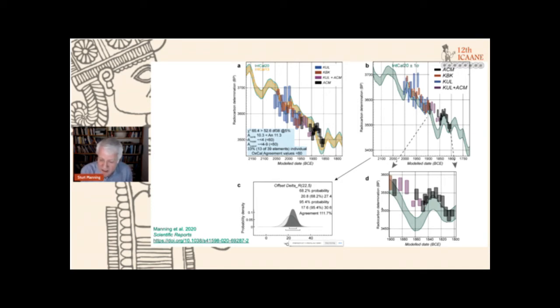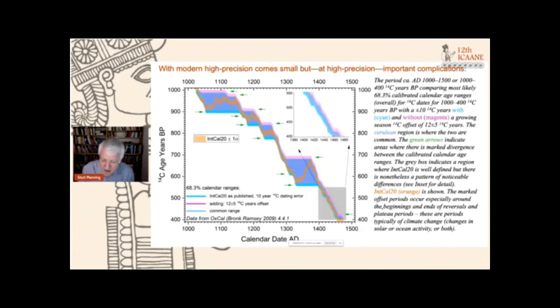Since there may well be a degree of skepticism concerning this statement, perhaps we need to consider what's the relevance in terms of climate. The potential impact of a small growing season radiocarbon offset applies generally, but is especially effective at times when the radiocarbon calibration curve shows a reversal or plateau. The beginnings and ends of these periods in particular see maximum differences in the case of an offset, as for example the slide showing here, period from AD 1000 to 1500.